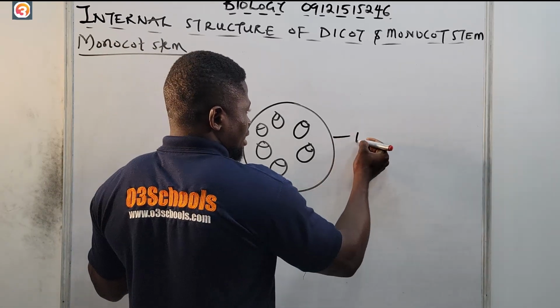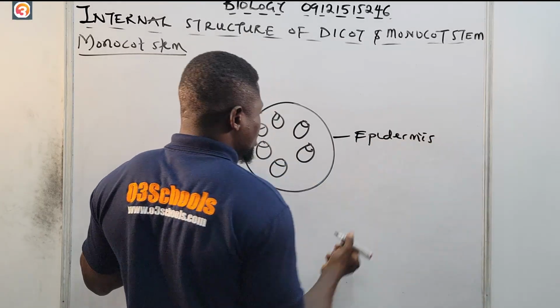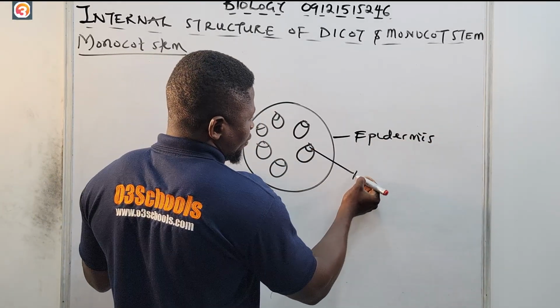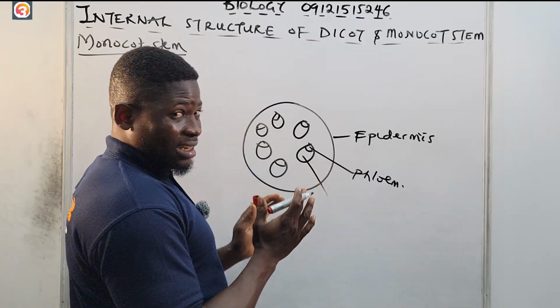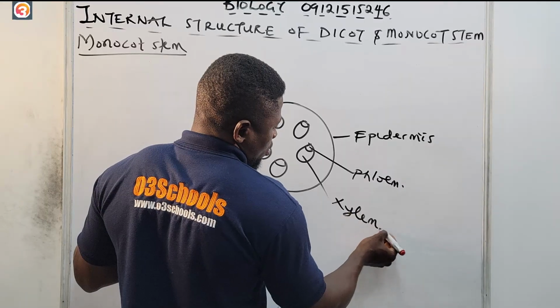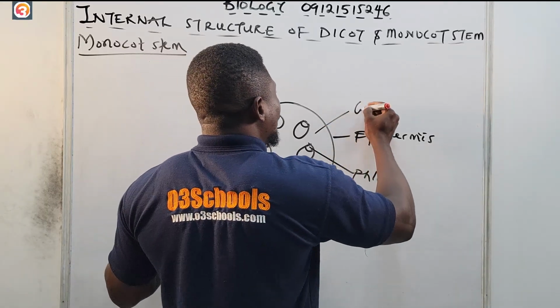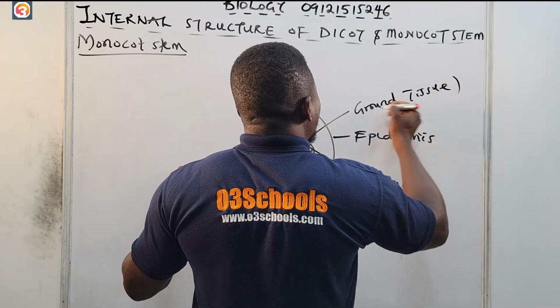Yes, it also has the epidermis. Of course, it has the epidermis. Then here is the phloem. You can see the phloem. You can see they are collateral, placed side by side. Then you have the xylem. Then the rest is called ground tissue.